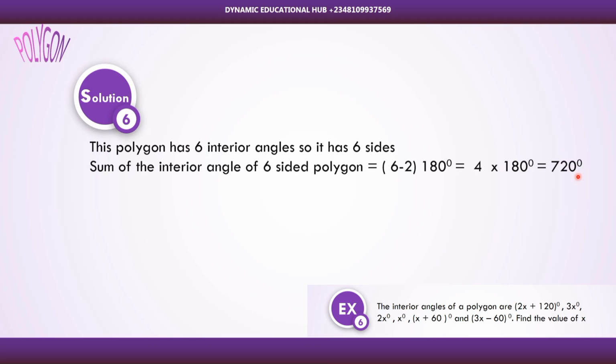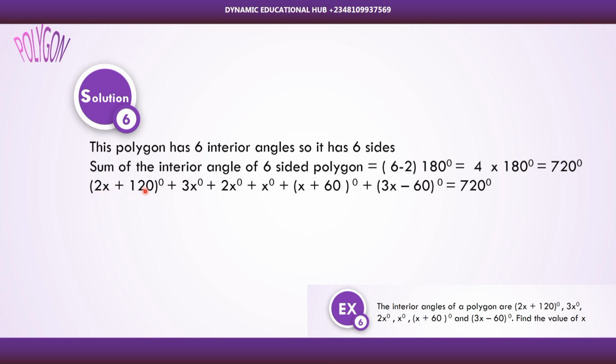And then we are given the interior angles. So we have each interior angle as 2x plus 120 degrees. So we add each interior angle together. So we have 2x plus 120 degrees plus 3x degrees plus 2x degrees plus x degrees plus x plus 60 degrees plus 3x minus 60 degrees, and that will give us 720 degrees.